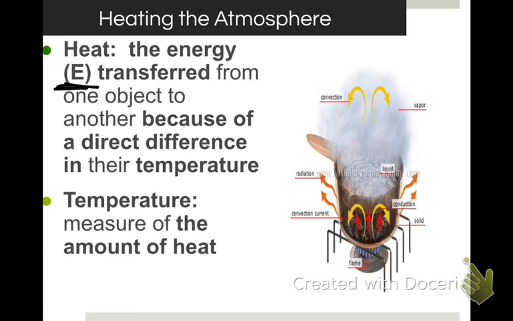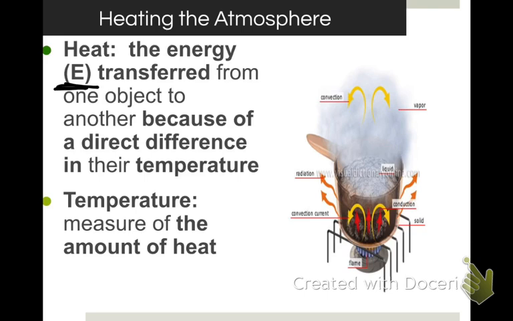So heat is energy. We have heat transfer because there's a direct difference in temperature. If you touch your desk, the desk may feel cold to you or may feel hot to you. But you're going to have a transfer of energy because the desk and your hand are going to be two different temperatures. When we're looking at temperatures, we're simply looking at the amount of heat that is there.